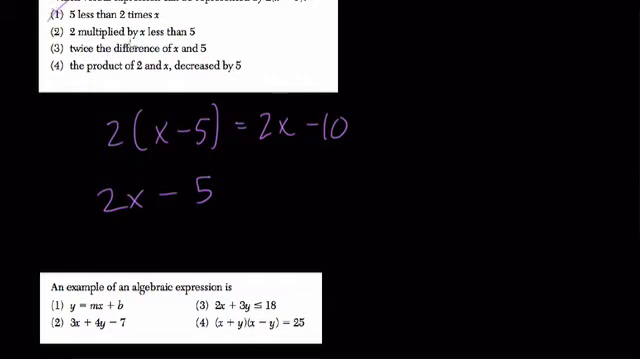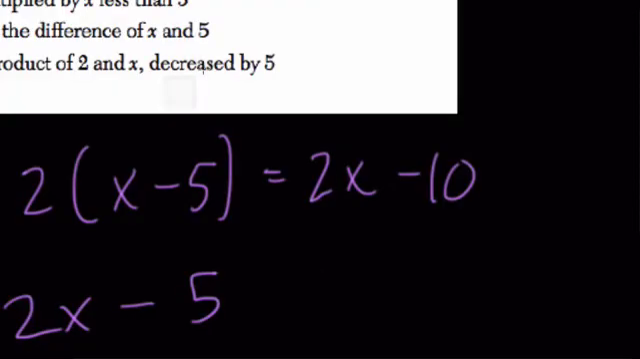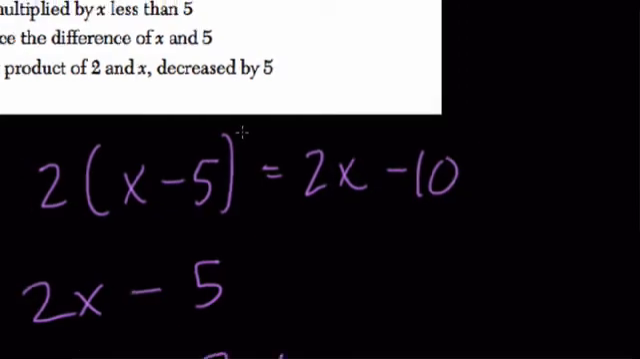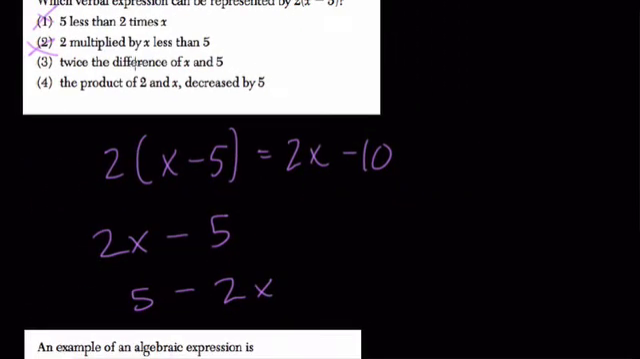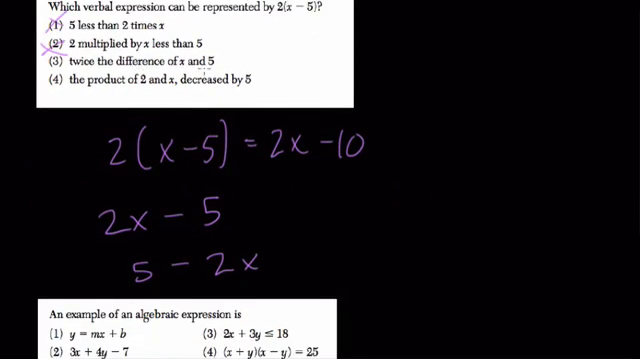2 multiplied by x less than 5. Well, 2 multiplied by x less than 5 would be this, which is not what we have. Then it has twice the difference of x and 5. That seems pretty good to me, because the difference of x and 5, that would be x minus 5, right? Difference means subtract. And we're doubling that. So we're finding twice the difference of x and 5, and that seems to make sense to me. So I'm going to pick that.